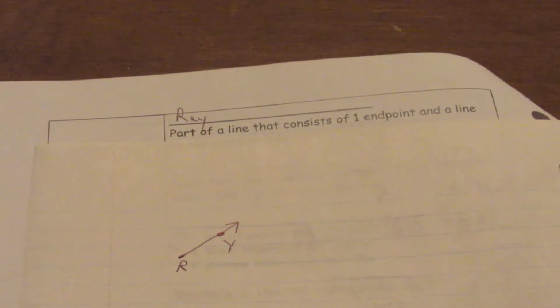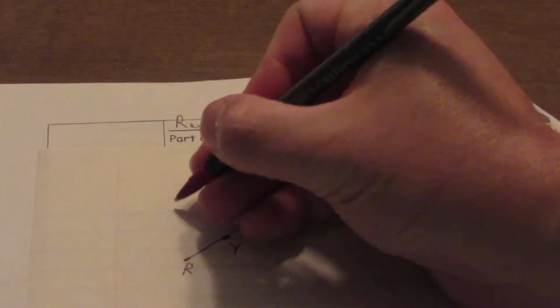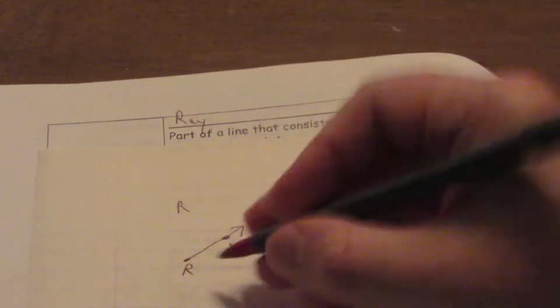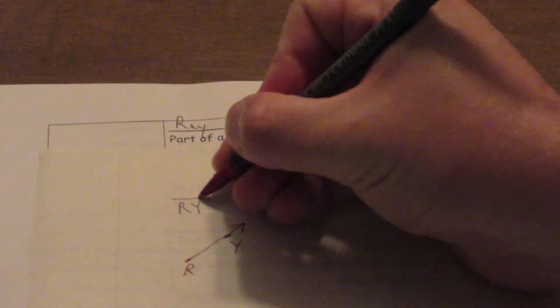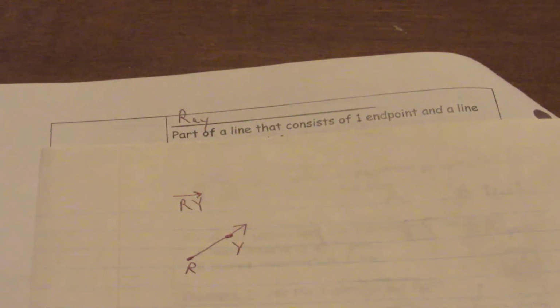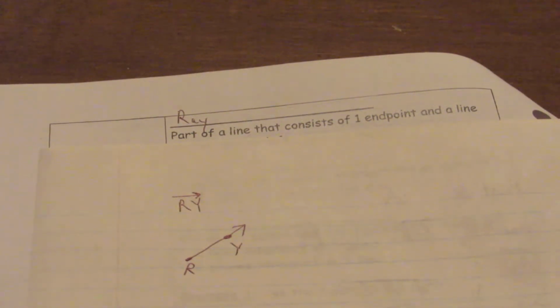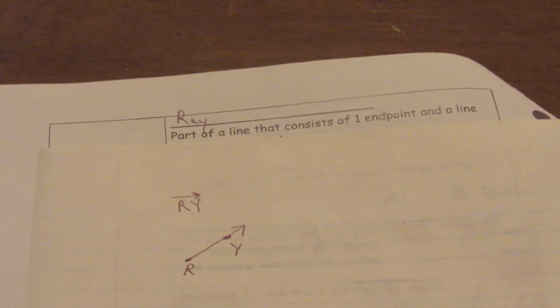When I'm naming the ray, I always start at the endpoint. So I would name this R, then I would go where it goes. There's more than one point out here I can pick. And the arrow when I'm naming it always goes left to right. It doesn't matter which direction the ray is. If I'm naming the ray, the arrow goes left to right. And I always use two letters. And here you have the one arrow.